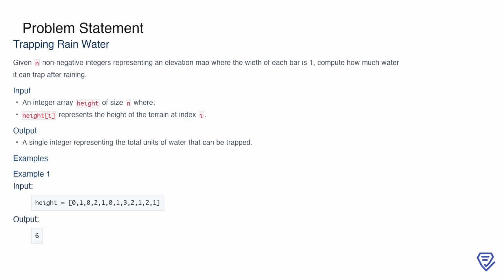The input is an array called height, which contains the heights of the bars. The output is a single integer that represents the total units of trapped water. For instance, if the input array is 0 1 0 2 1 0 1 3 2 1 2 1, the output is 6 because that's the total amount of water trapped between the bars in this elevation map.